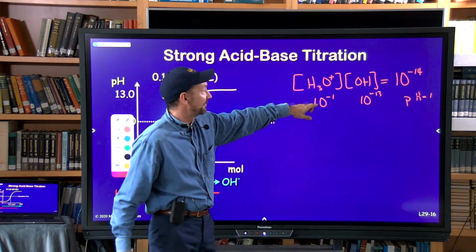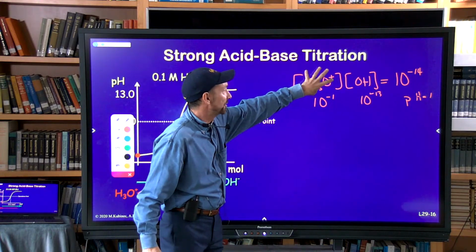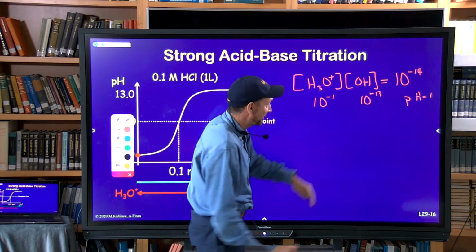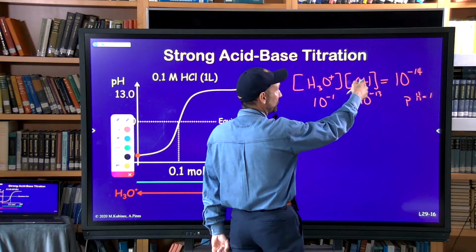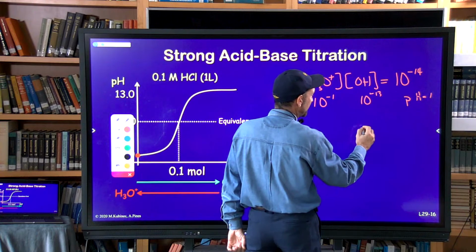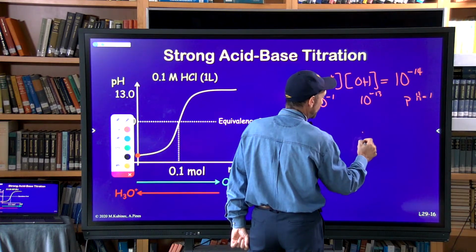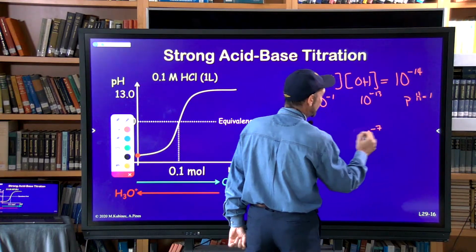It's minus log of that number. That's what you get the pH from. And then you start adding this, and by the time you've added an equal amount of that for every one of this, so when you've added 0.1 moles of that, then you're at the situation where there are both 10 to the minus 7.